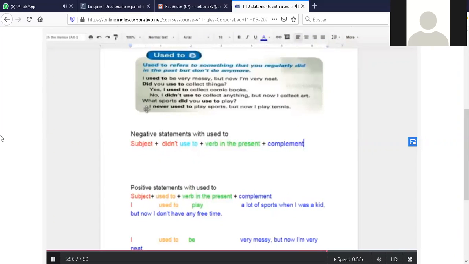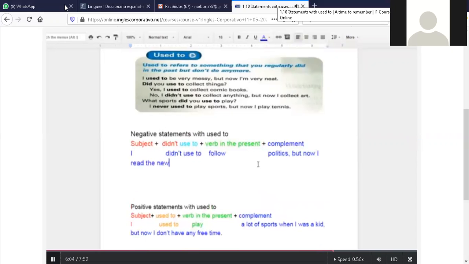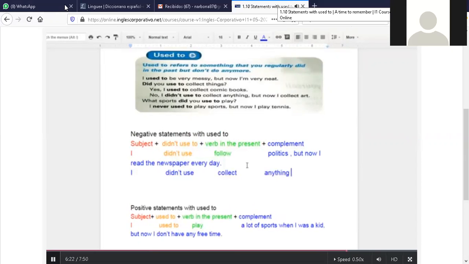In this case, I'm going to go ahead and write a couple of examples here, some of the ones that I mentioned as we began the class. Let me give another example. I'm going to say, I didn't used to collect anything, but I do now. There we go.